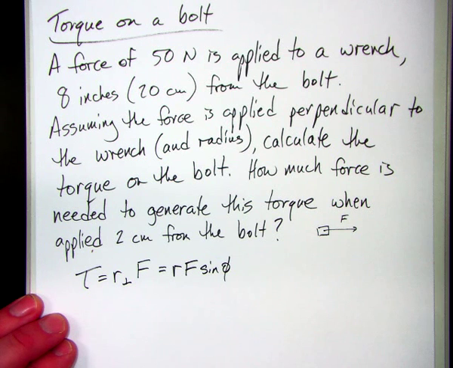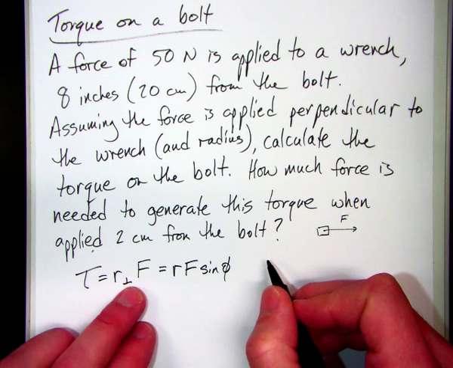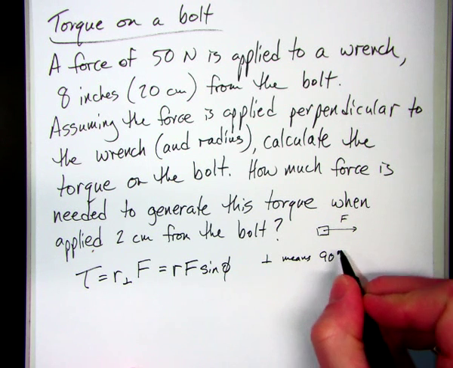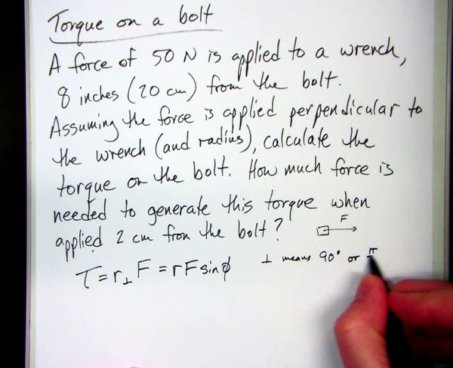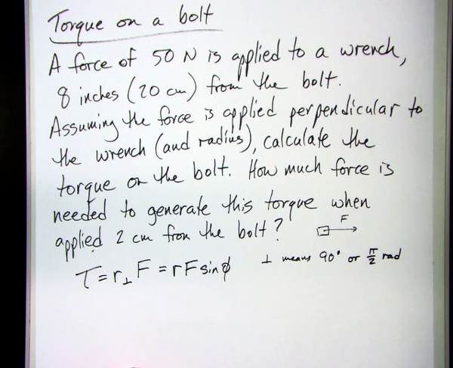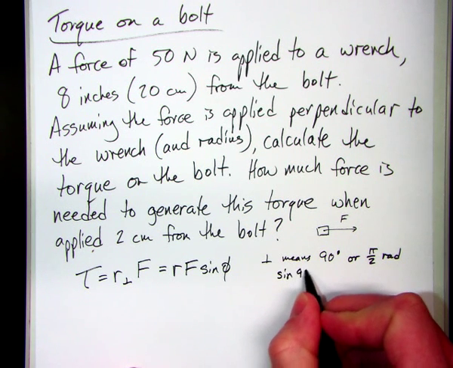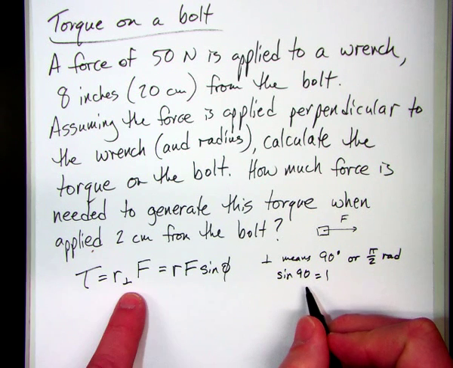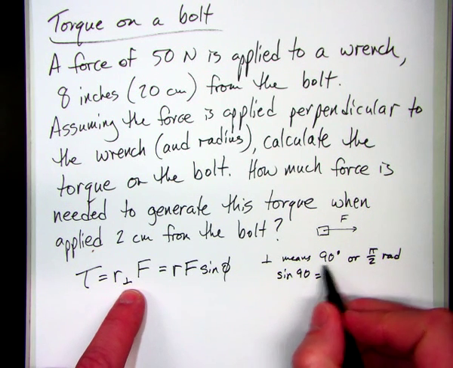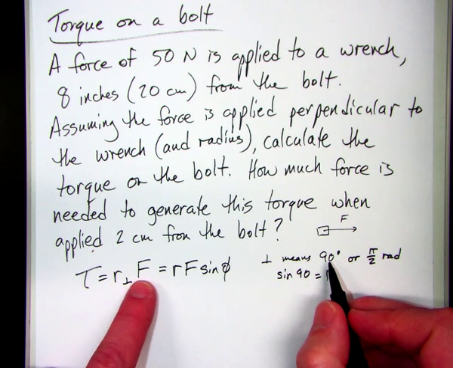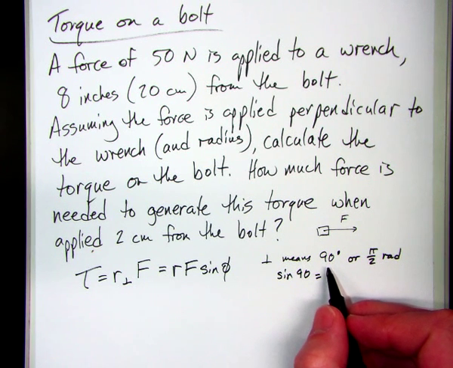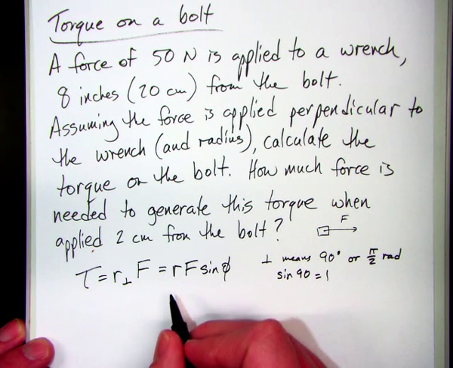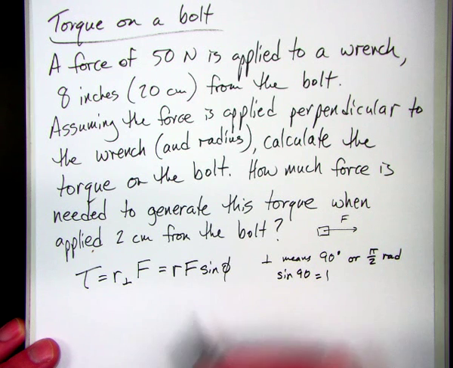So, just keep in mind, when I say perpendicular, this means 90 degrees, or pi over 2 radians. And remember that the sine of 90 degrees is 1. So, as long as these two vectors are perpendicular to each other, then this sine of the angle will be 1, and so I can simply say R times F. So, that's what I'm going to do.